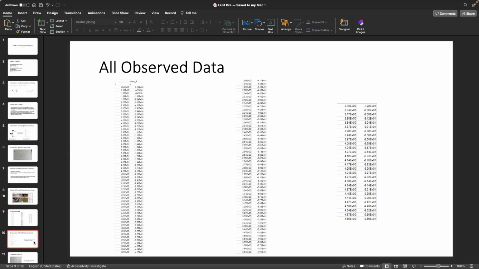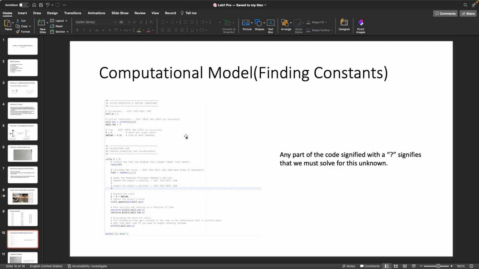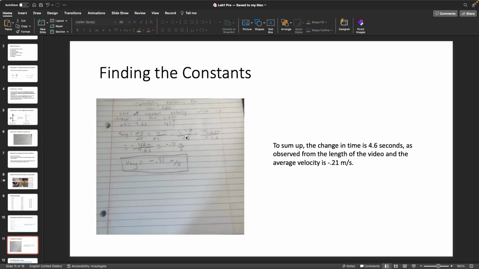This is our data. Now for our computational model, we need the initial velocity, the time, the change in time, the velocity update formula, and the position update formula. So we're going to find that. We can find these constants. The change in time is just 4.6 seconds because that is the time from when the ball started rolling to the end of the video. And then the initial velocity is equal to the average velocity, which is change in position over change in time. So that's negative 96.6 centimeters over 4.6 seconds, which is negative 0.21 meters per second.